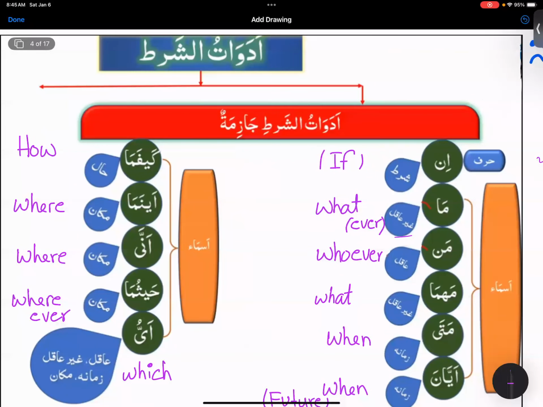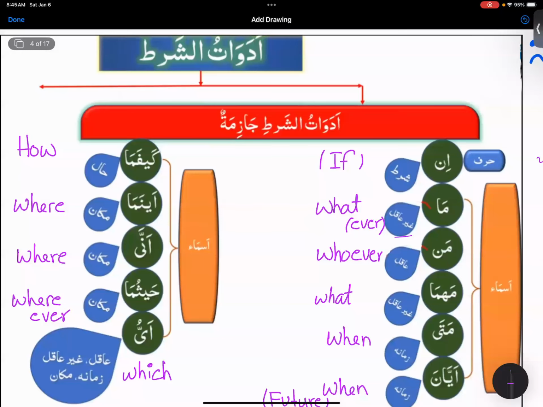Then we have man. So man is also ismu shart, and this is going to be used for the akil. Translation, whoever. Then we have mahma. Mahma is again basically like whatever or what, and this is for ghair akil.